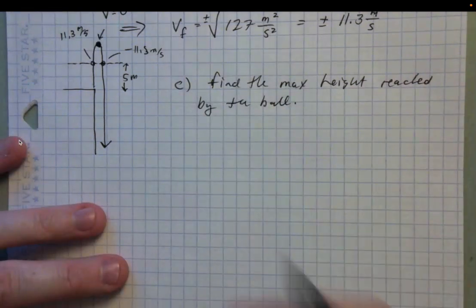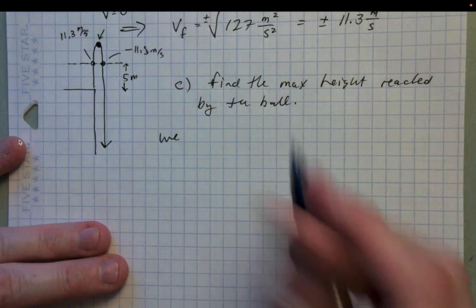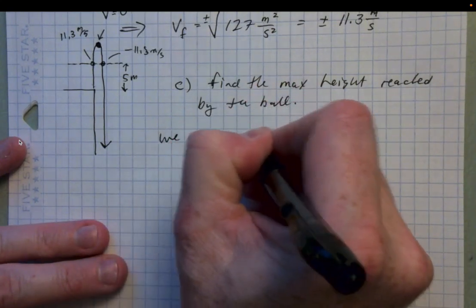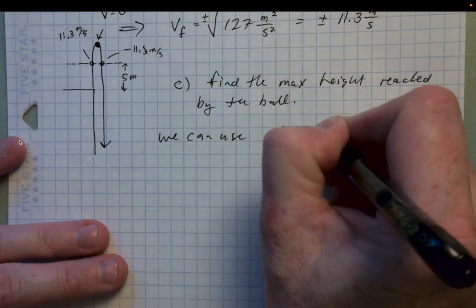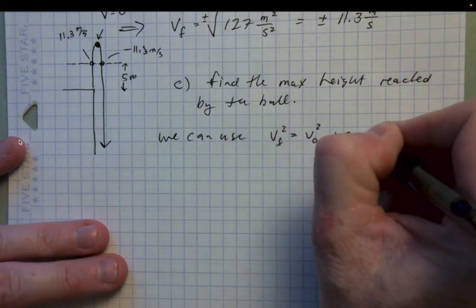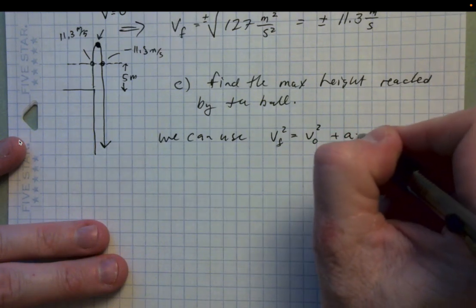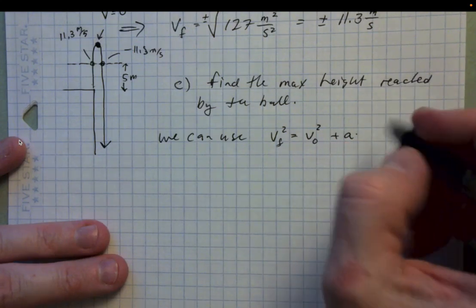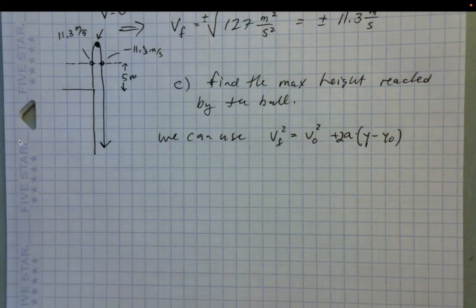There are a couple of different ways to do it, but we can use the same equation that we used in the previous one. So we can use v final squared equals v initial squared plus 2 times a times y minus y naught. Okay, so that's the equation. It's the same equation as what we just used. For some reason, I had a hard time saying the word a there, or 2.